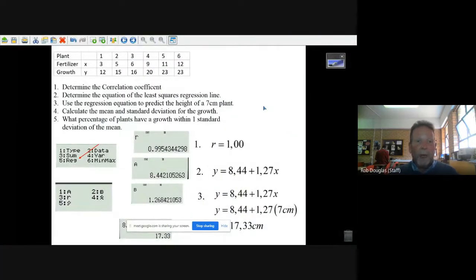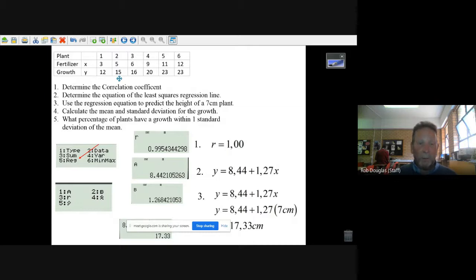Okay, we're going to look at how we do a regression question. The story is here. There's a plant that's been given different grams of fertilizer, and after a week, different plants have grown to different heights. So if you had plant one given 3 grams of fertilizer growing to 12 centimeters, plant two being given 5 grams of fertilizer growing to 15, and so on, you get this table.